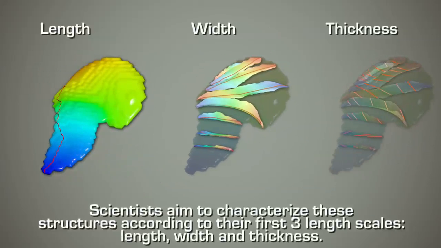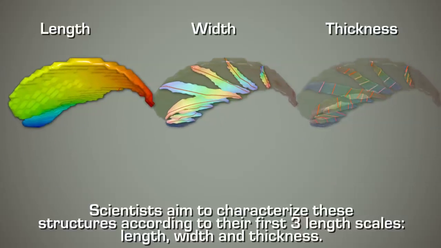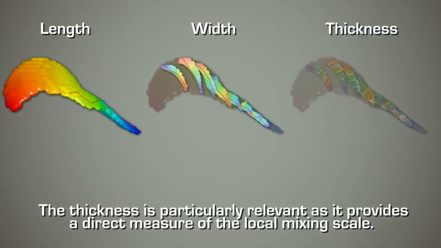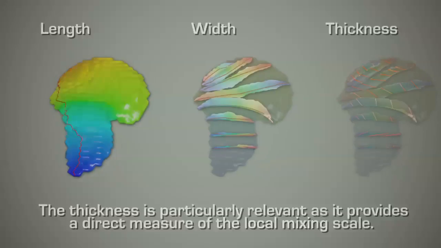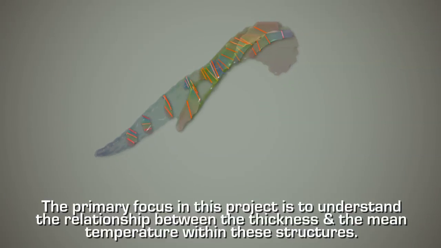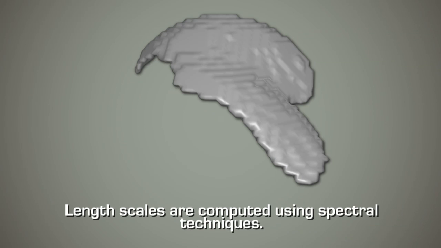Scientists aim to characterize these structures according to their first three length scales: length, width, and thickness. The thickness is particularly relevant as it provides a direct measure of the local mixing scale. The primary focus in this project is to understand the relationship between the thickness and the mean temperature within these structures. Length scales are computed using spectral techniques.